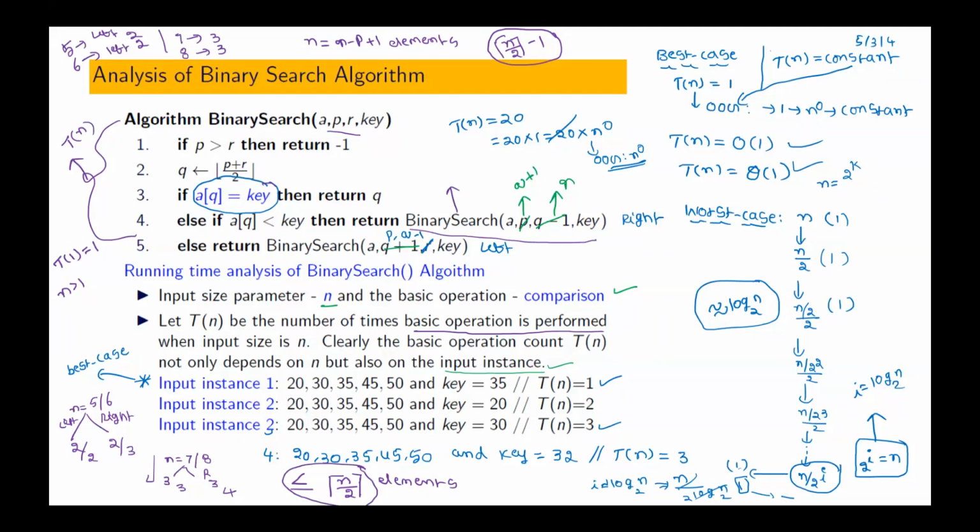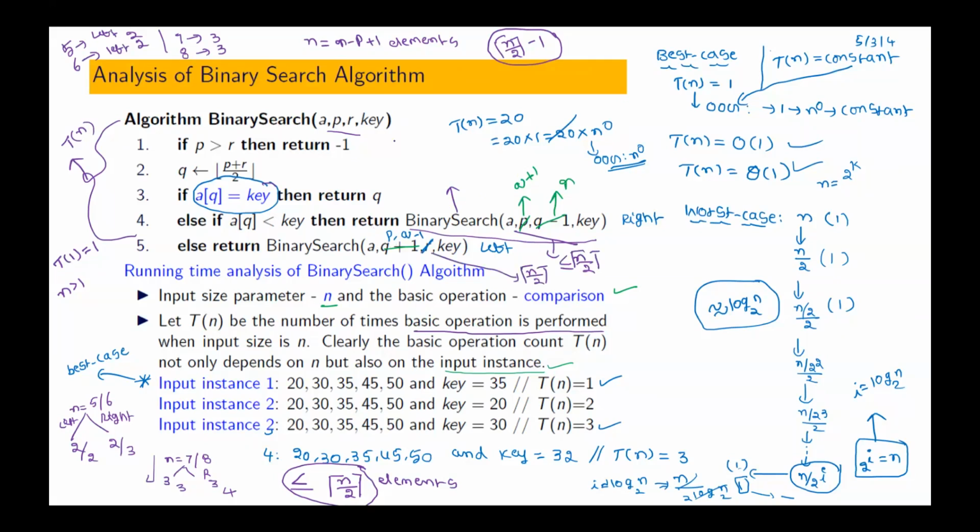Whether we go left side or right side, number of elements is at most n by 2. So here the size is at most n by 2, here also the size is at most n by 2. Now in this case, what is the time it takes? If there are n elements, time is T of n. When there are ceiling of n by 2 elements, what is the time it takes? T of ceiling of n by 2.